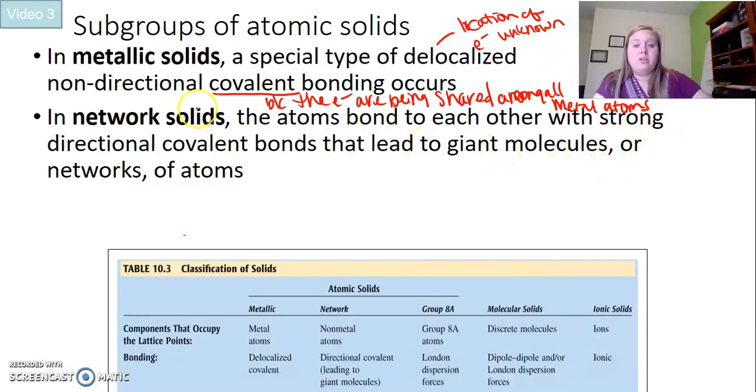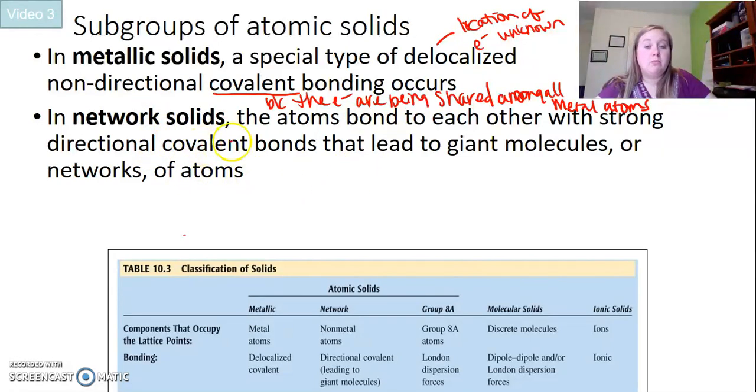And so the important thing to notice between the two of these, and we'll look more at it in class, is that not only are the network solids going to be quite a bit larger, but a metallic solid is going to have non-directional covalent bonds. And so there's not a specific direction, there's not a specific angle in which these electrons are shared, whereas in a network solid, they have strong directional covalent bonds. And so they're going to have specific angles, very rigid angles, and that's going to help you differentiate between the properties of a metallic solid and a network solid.